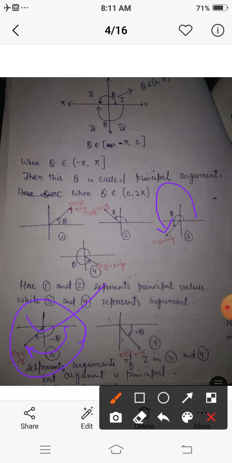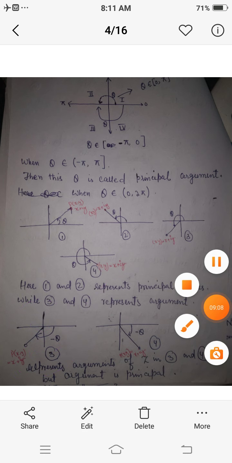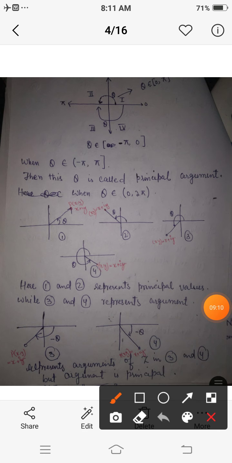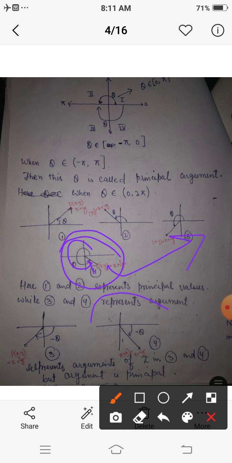Similarly in the fourth quadrant, there are two ways to measure this angle. One is the anti-clockwise direction, the positive direction. When we measure in this direction, its measure is from 270 to 360, so it is simply the argument. But if we measure in the clockwise direction, the negative direction, its value lies between 0 and minus pi, and then it is called the principal argument.